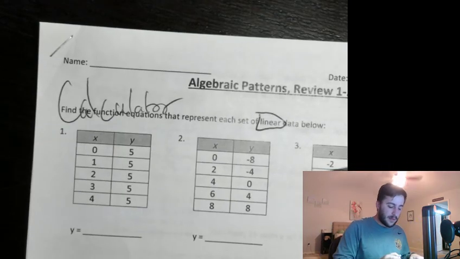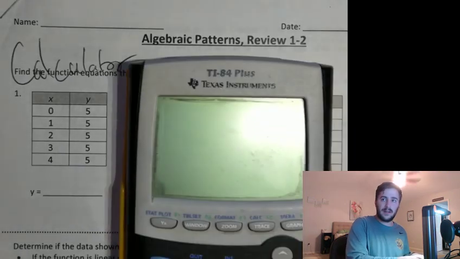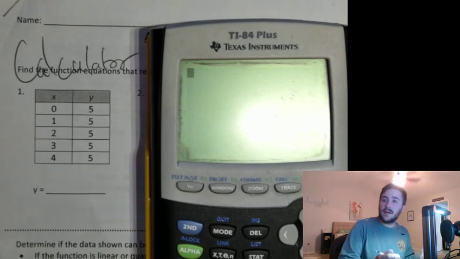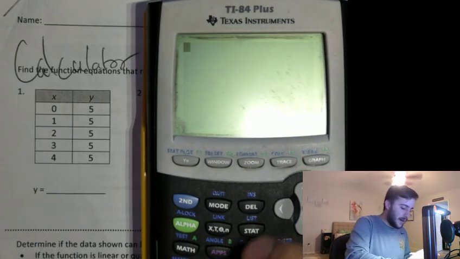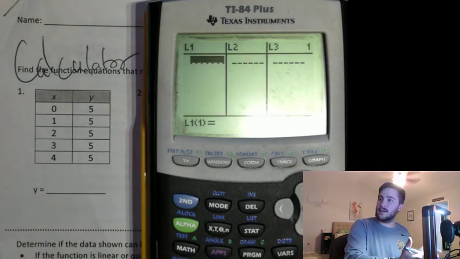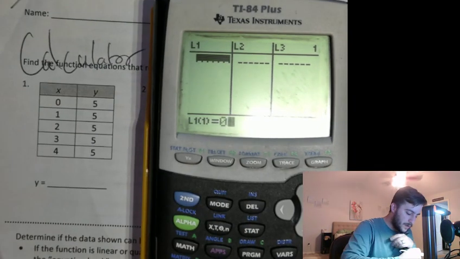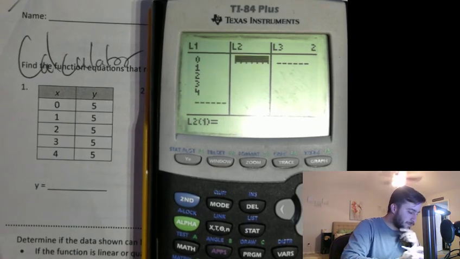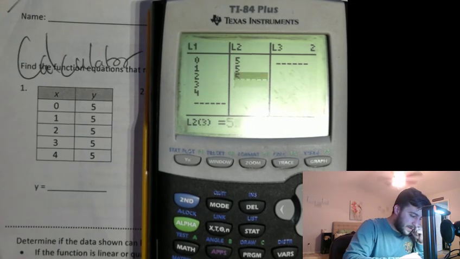I'll do a couple of examples. I'm not going to do all of these, because you guys can figure this stuff out. Let's at least frame what I do on here. Press stat, and then enter. X is over here, Y is over here. X goes 0, 1, 2, 3, 4, and over here, a bunch of 5s. Interesting: 5, 5, 5, 5, 5.